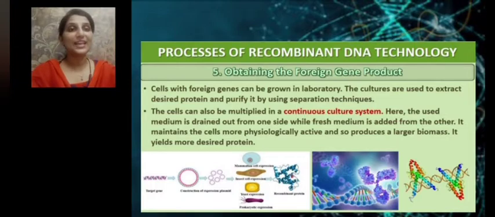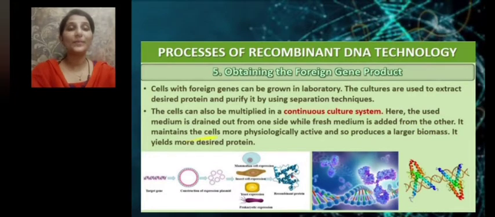Cells with these foreign genes can be grown in the laboratory. They can be cultured in the laboratory, and the cultures are used to extract the desired protein and purify it by using separation techniques. The cells can also be multiplied in a continuous culture system. So we have to multiply the cells, maintain the foreign gene in the host cell and also transfer it into its progeny cells. So it has to be multiplied. Only then we get the desirable protein, the recombinant protein, in large quantities. So the cells can be multiplied in a continuous culture system.